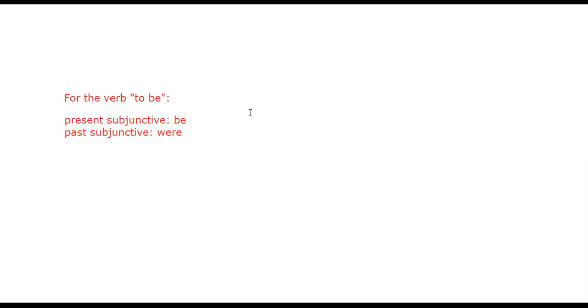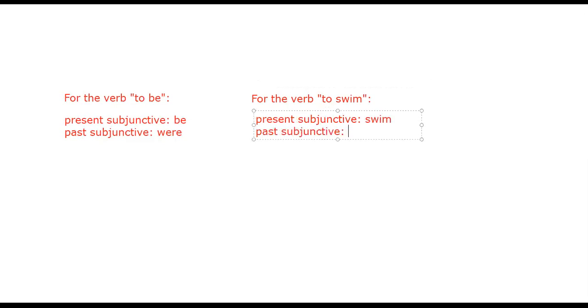And of course, for all the other verbs, like let's say for the verb to swim, we have present subjunctive swim, past subjunctive swam. So it's really simple to conjugate here.